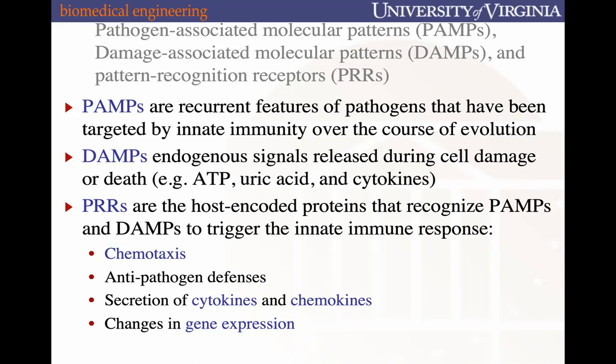We also have damage associated patterns, as a response to cell damage or cell injury. They bind to pattern recognition receptors. So these specific receptors recognize specific patterns, and they've evolved over time to recognize specific patterns that are associated with specific pathogens.